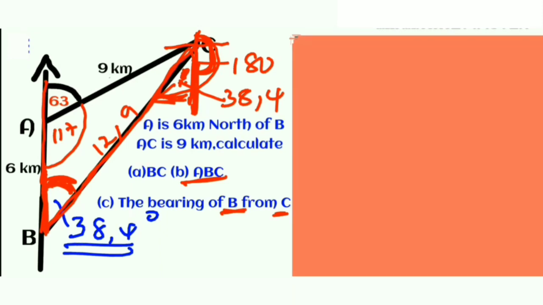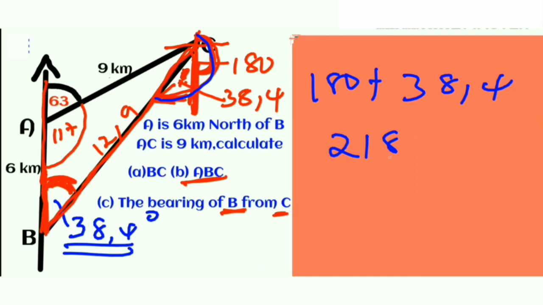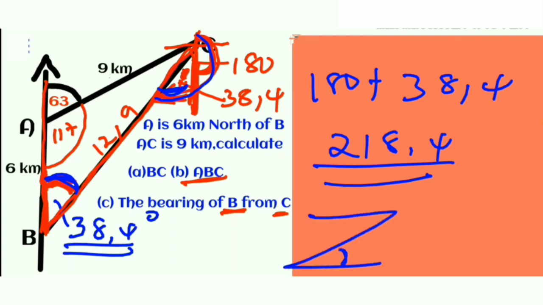So the bearing of B from C equals 180 plus 38.4, which equals 218.4 degrees. This angle is equal to this angle. They are alternate angles. Alternate angles are equal. This angle is equal to this one. So that's it for bearing.